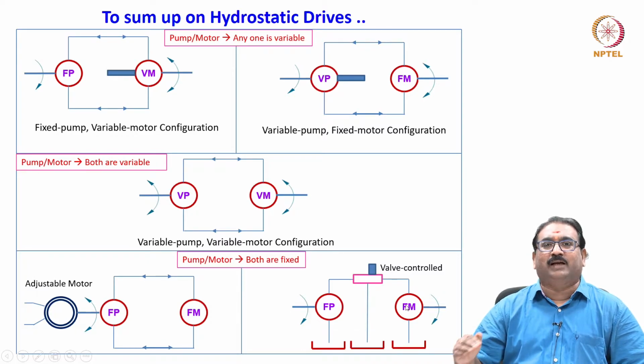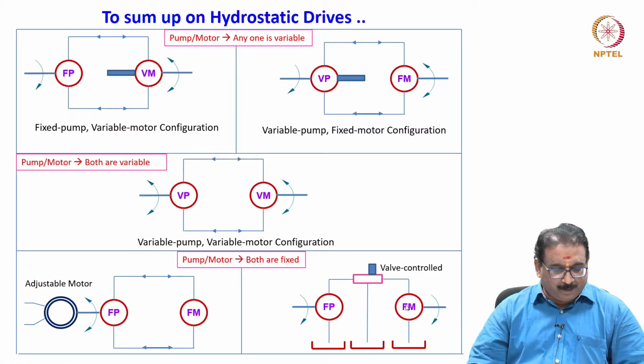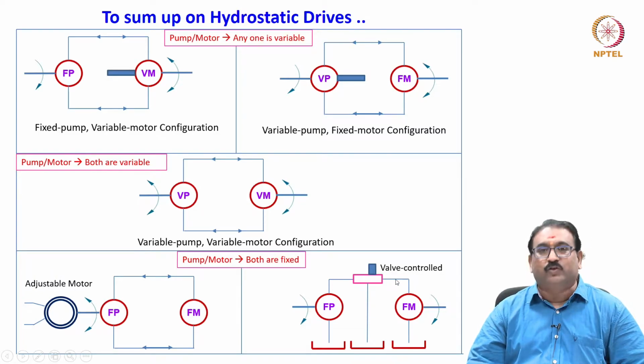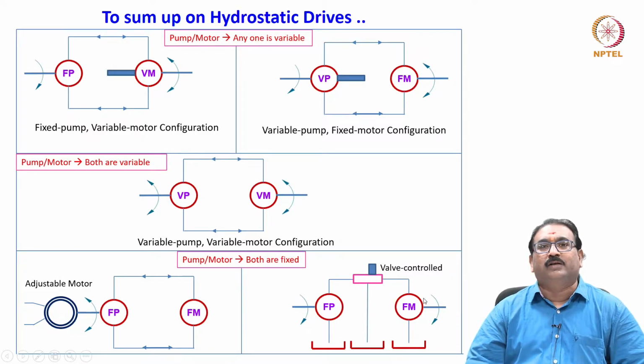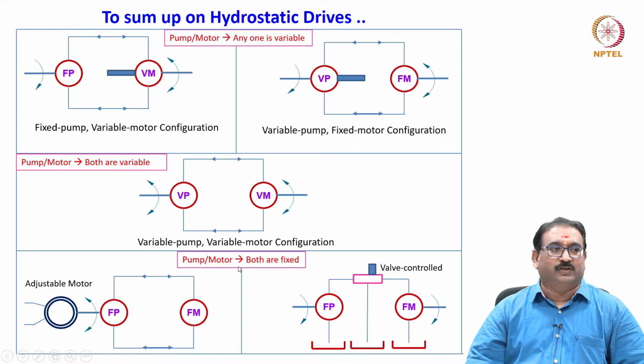But how will I get the different speed at the motor? By varying the current input to the motor. That is why I am writing here adjustable motor, or through the valve controlled. As I have told you, you may use the flow control valves or anything to control the flow rate to the motor in case both are fixed.